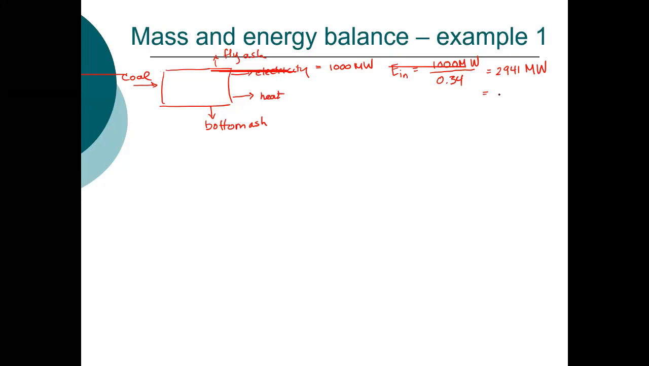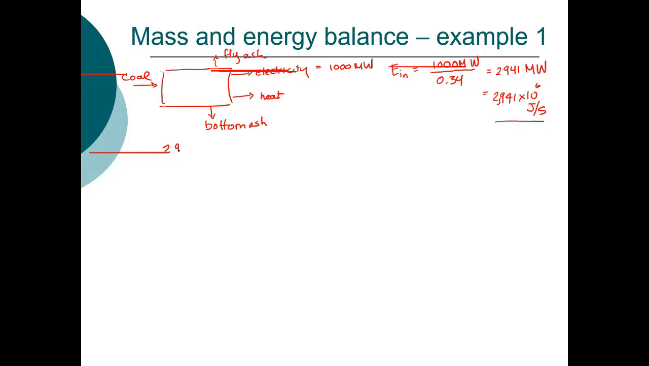And a megawatt, we convert this to 2.941 times 10 to the 9 joules per second, remembering a watt is a joule per second. This tells us how much energy we need to input into our system. We're inputting that energy in the form of what? What's providing the energy in? The coal, exactly.